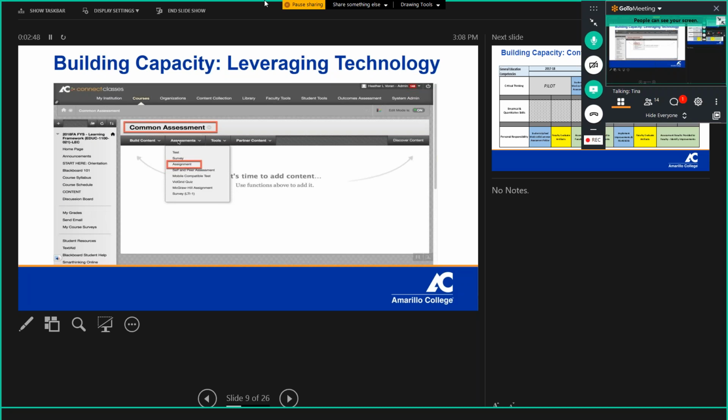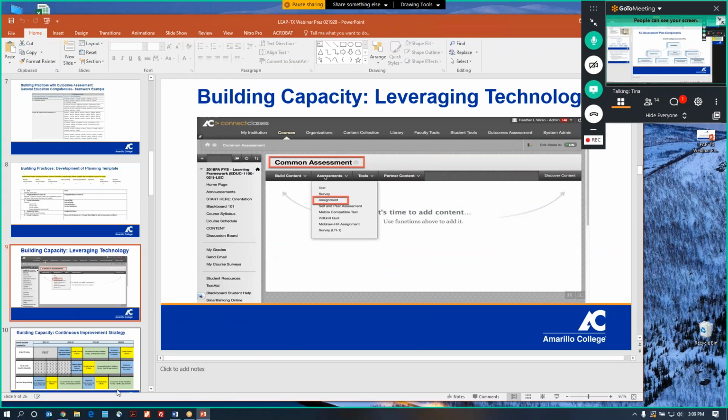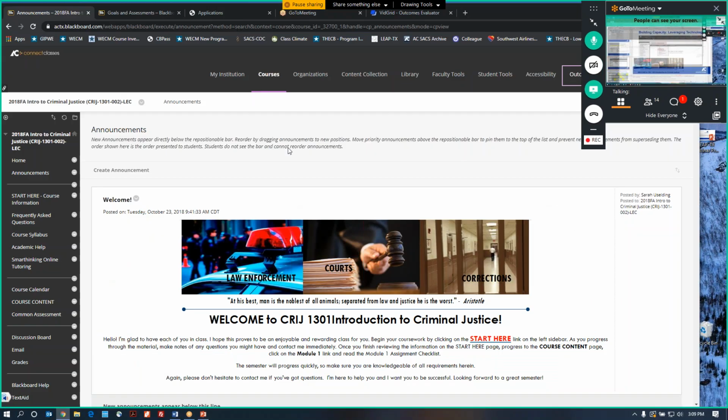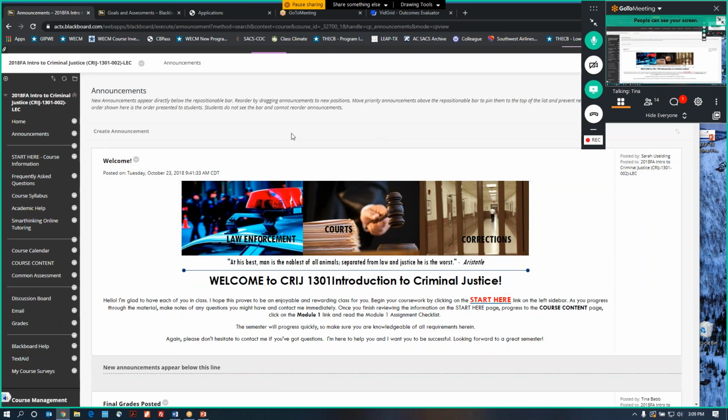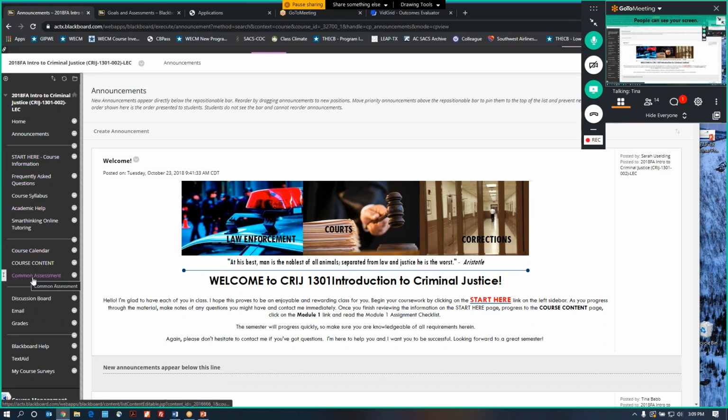Again, building capacity, this is the tool itself that I've been talking about, the Blackboard Outcomes Assessment. So this is an example of what a course shell looks like in Blackboard and where we can perform the assessment and set it up. So let me show you that. So I have a course here in Blackboard. This is Introduction to Criminal Justice. And so every course down here on the left side menu has a common assessment button.